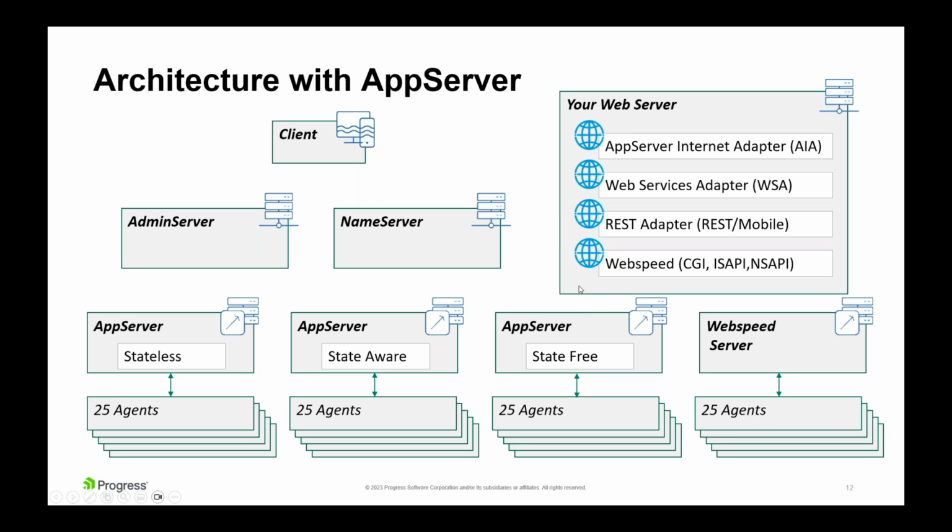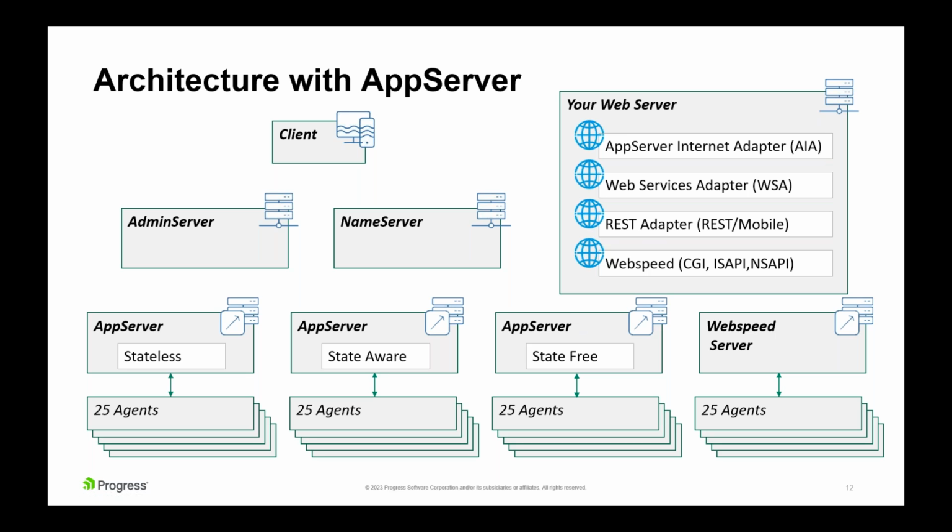Of course, it was possible to expose to HTTP. For example, using a web client, front end, or desktop, we were able to use HTTP tunneling using our AppServer Internet Adapter, which is a servlet exposed mainly on Apache Tomcat. There was the Web Service Adapter, WSA, to expose SOAP services, and the REST adapter to expose REST for mobile applications and web applications, if you have, for example, Angular front-end applications. And of course, WebSpeed using CGI interfaces. That is the big picture behind the classical AppServer.